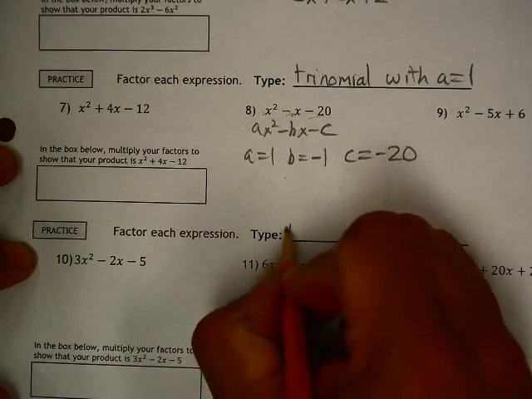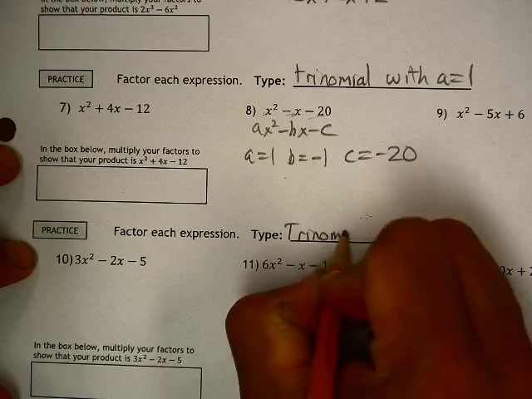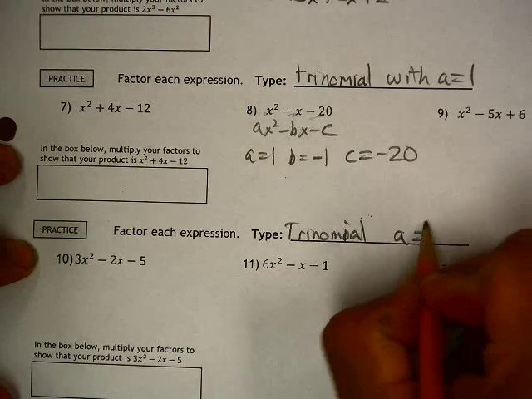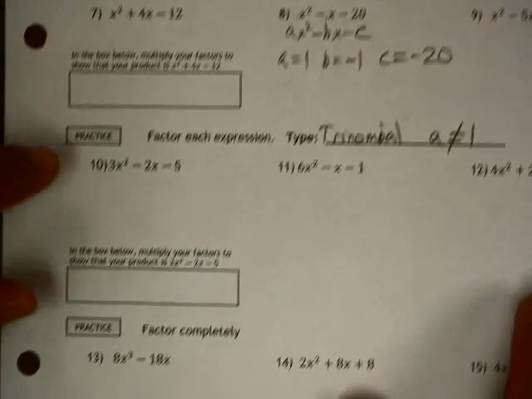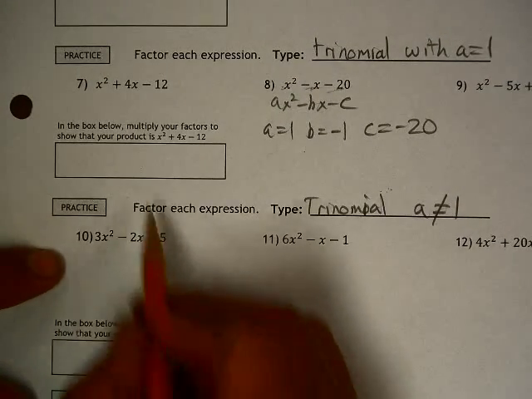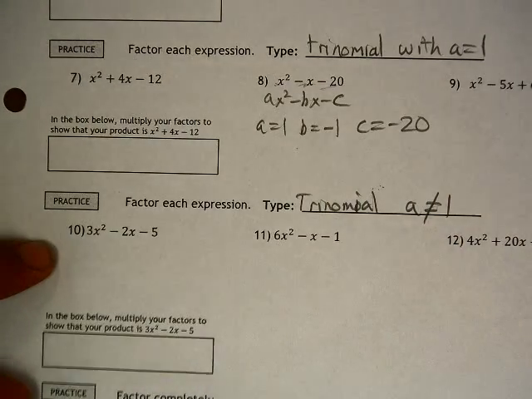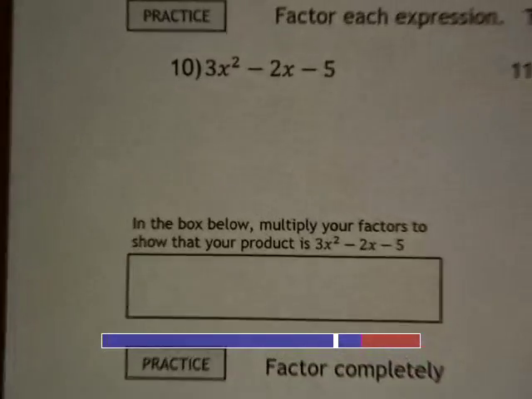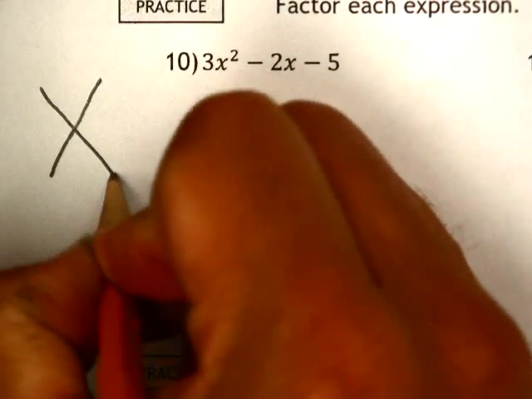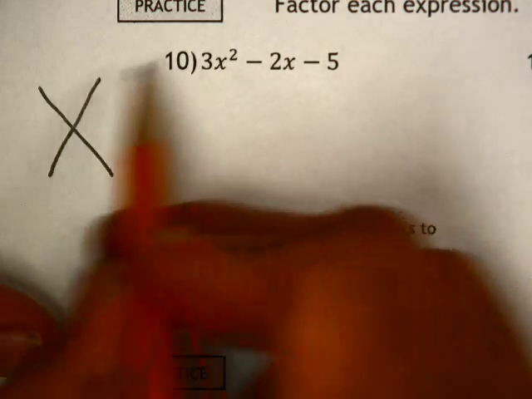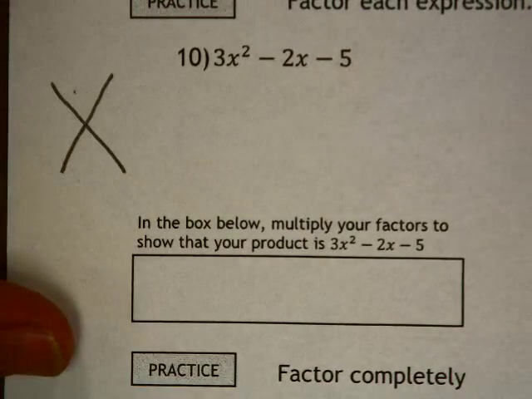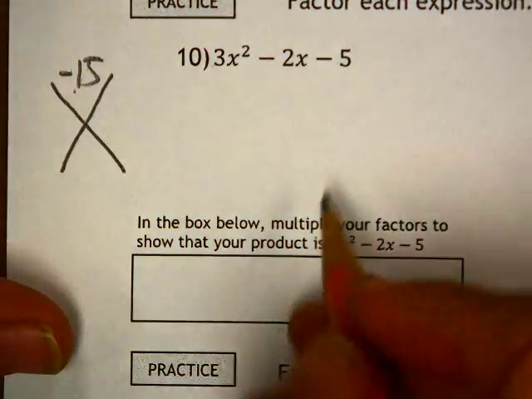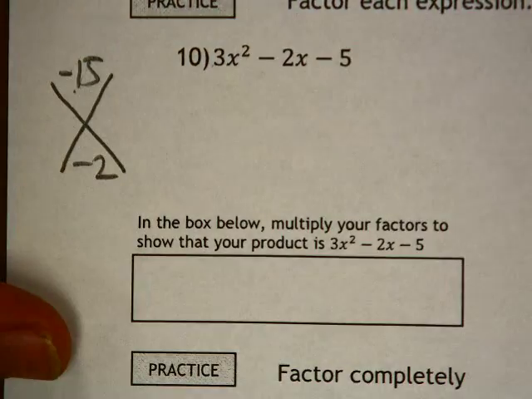So this one's also a trinomial, a trinomial with a not equal to 1. I'll show number 10. You will do the same thing for 7 through 12. So on number 10, we first draw a diamond on the side. The c times a goes on the top. Watch out for all the signs. Negative 5 times 3 is negative 15. The negative 2 goes on the bottom.